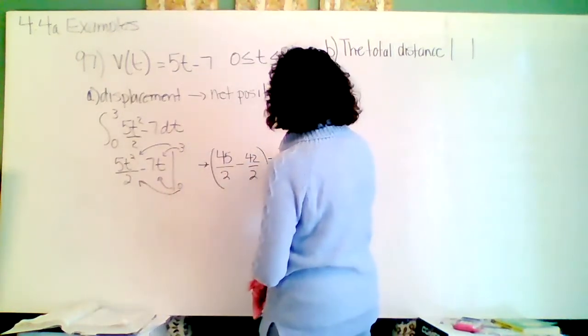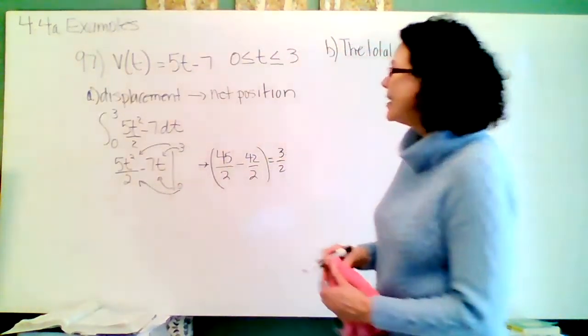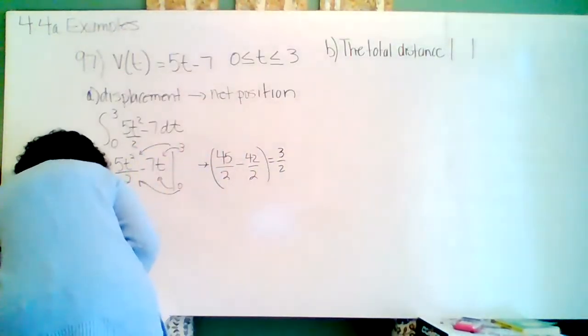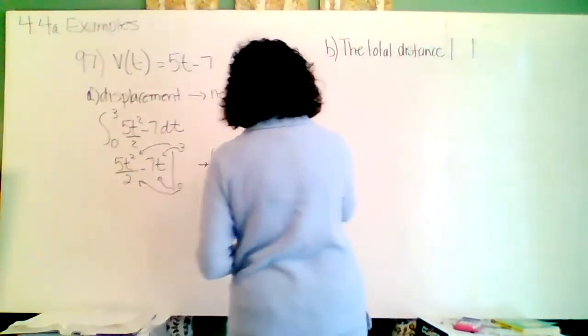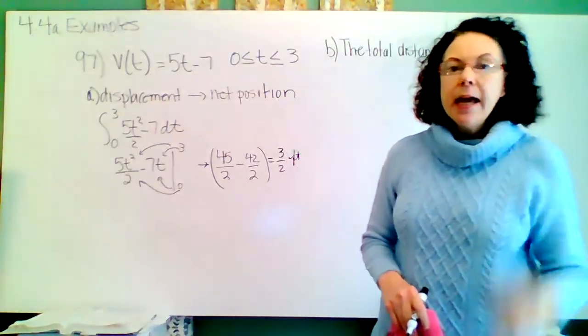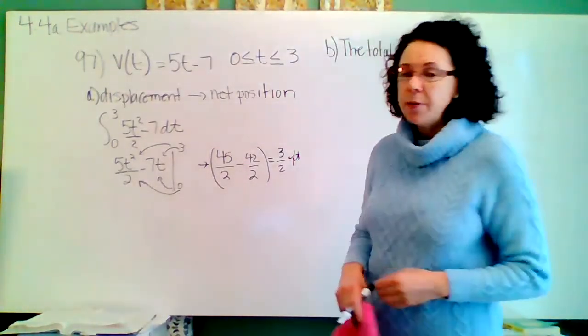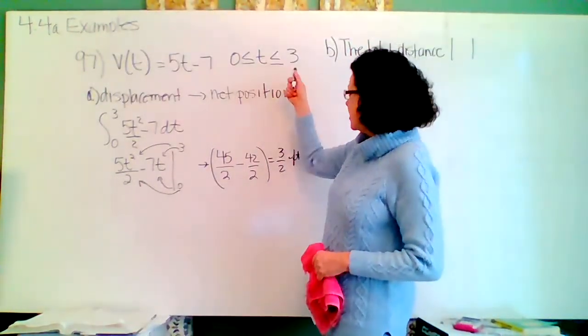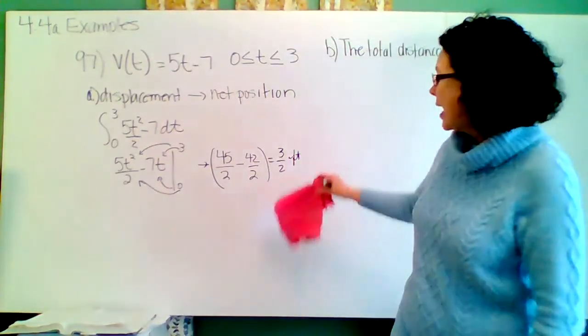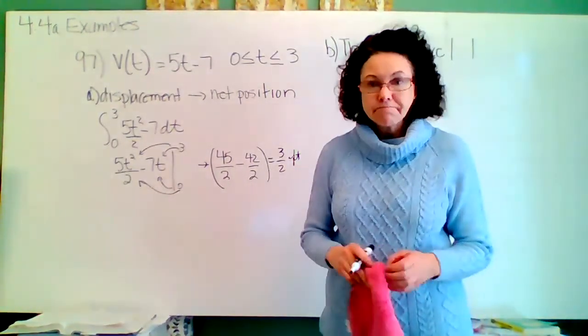And I get 3 halves. And so the net displacement of that particle is 3 halves. It was in feet per second, so it's in feet. What does the positive 3 halves mean? It means that it was displaced from its starting point at a time of 3. It was 3.5 feet to the right. If it was negative, that would be to the left.